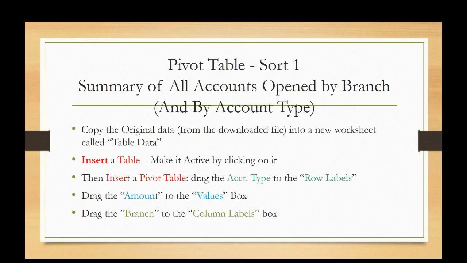Before we start our next sort, let's just take a moment to review how we created the previous sort. So again, think about what we did. We copied the original data into a new worksheet. We called it table data. We inserted a table because pivot table functions only work with tables. We made the table active by clicking on it. Then we inserted a pivot table. And in order to tell the computer what we wanted to show, we dragged the account type to the rows because we wanted to see the account types listed in the rows. And then we dragged the amount to the values box because we were interested in seeing the amount of the deposits. And then we dragged the branch to the column labels because we wanted the branches to go across the top.